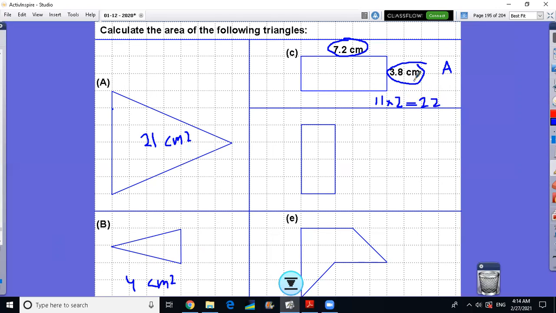That's it. So again, to find the area, length times width, 7.2 times 3.8. Of course, guys, you learned and you know how to multiply them. If you wanted the perimeter, we add them up and then we multiply the answer by 2, which is here 7.2 plus 3.8 is 11. Multiply the answer by 2 is 22 centimeters.